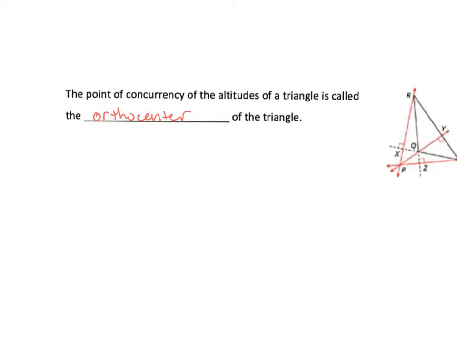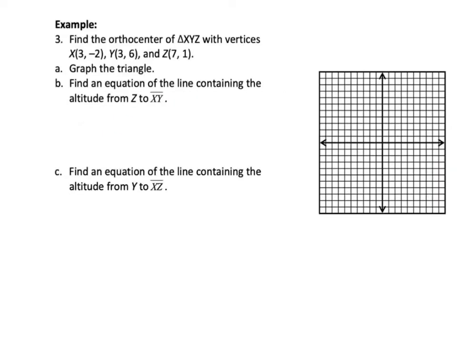So if we look at our image over to the right, you'll see that right here is where all the altitudes are meeting. Okay, so that would be our orthocenter of the triangle. And now we're going to have to find orthocenters given certain vertices on a coordinate grid. We're going to go through each step on how to solve this.